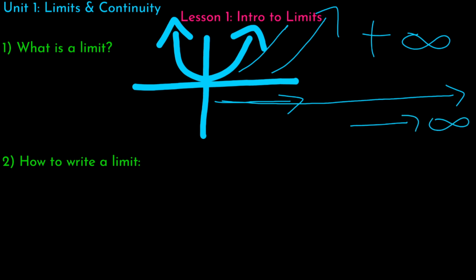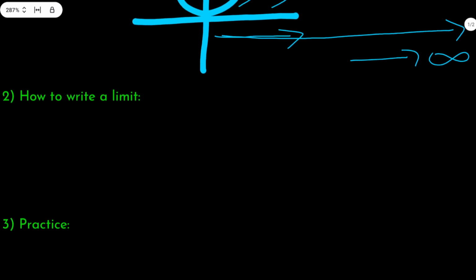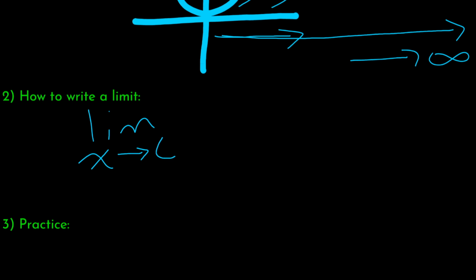So how do I actually write this down on paper? What I'm going to do is use something called limit notation. So the basic notation of a limit is this: lim as x goes to a constant of f of x, your function. And this is going to equal something. This is going to come out as a y value.